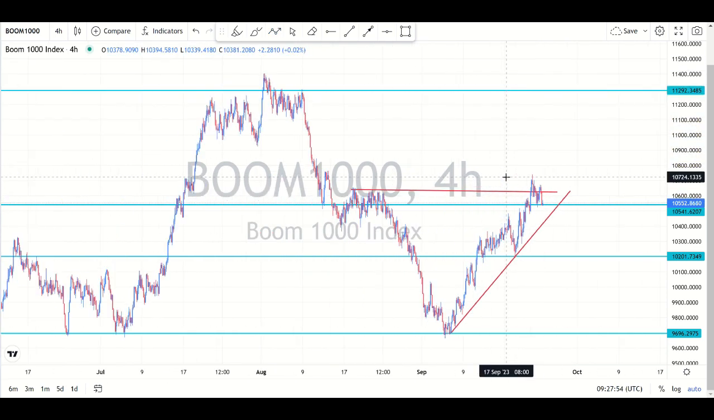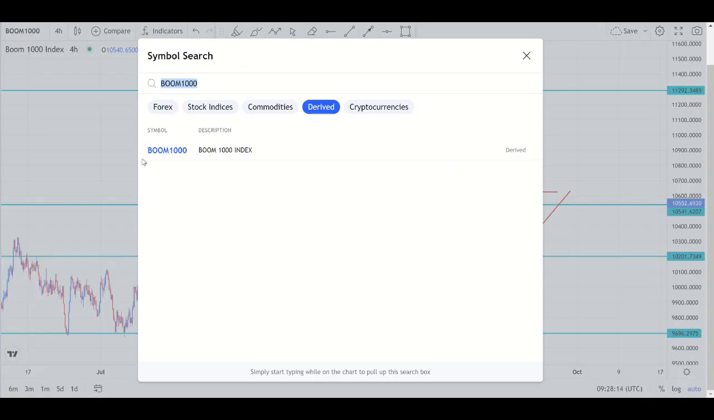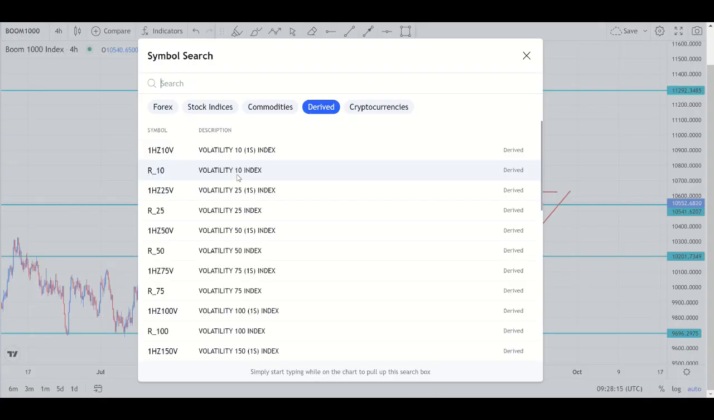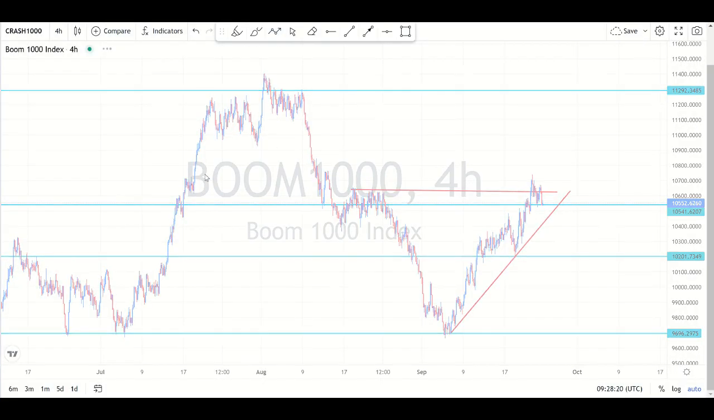So we continue up to the upside as expected. So that's it for BOOM1000. We're going to make it a little bit short, very clean. So we're speculating for more buys right now. Unless we break out of the buy channel, we'll be looking for more buys instead. So let's go down to Crash 1000.